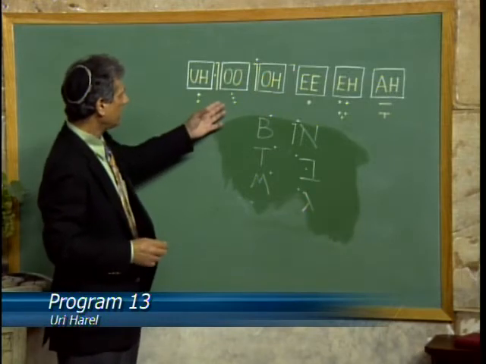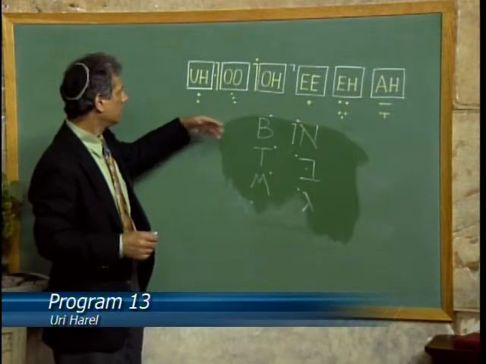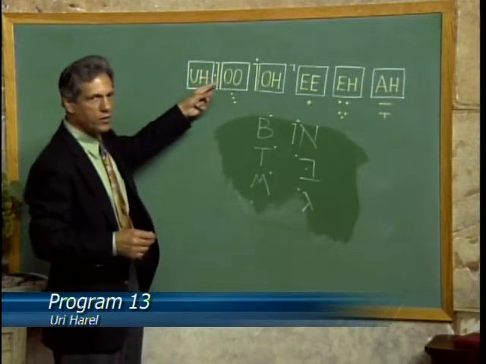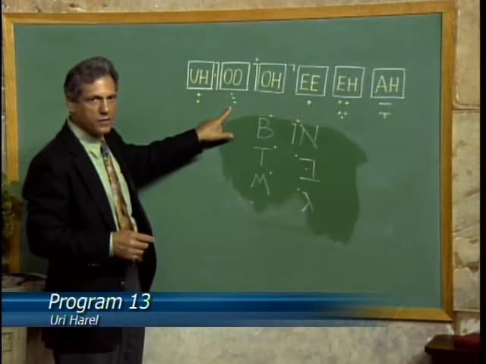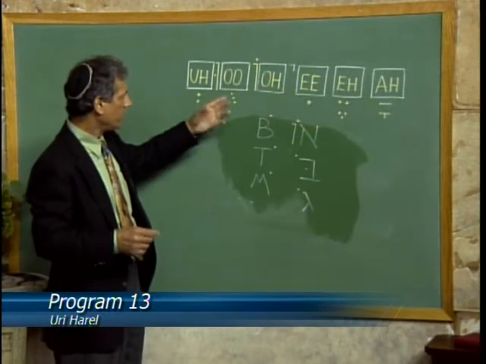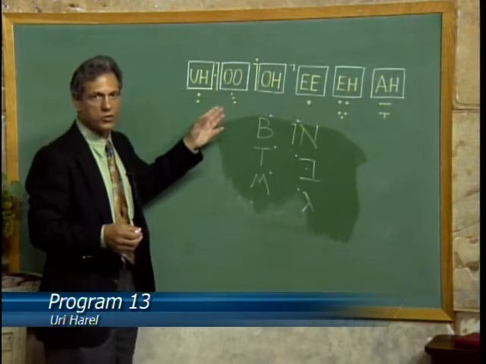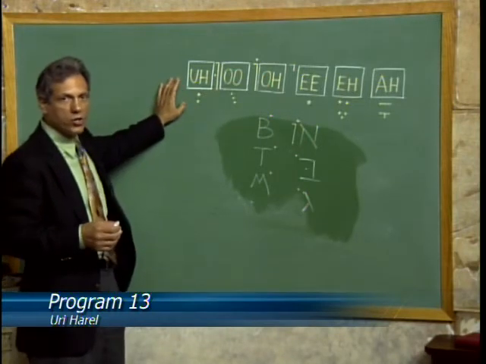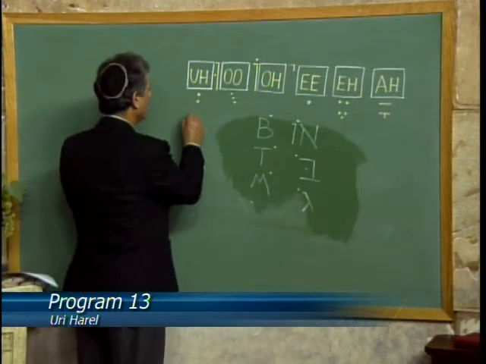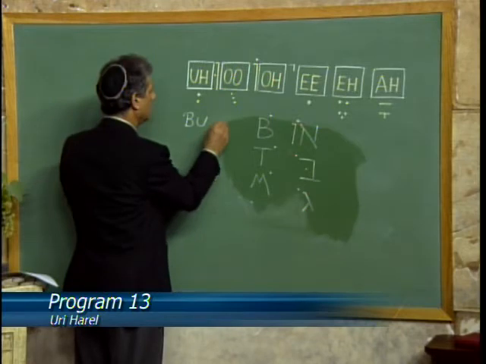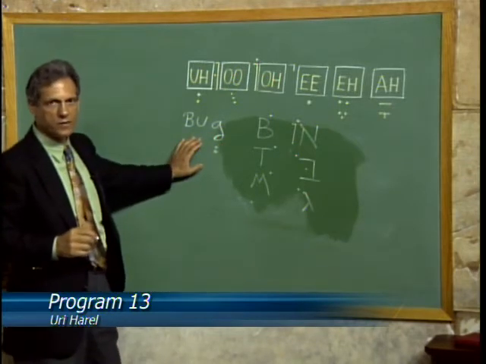Here is another vowel, which is an U vowel. The U vowel is a dot in the middle of a Vav next to the letter, or three diagonal dots underneath. That's an U. The last one that I want to show you here is the sound like in the word bug. That will be the sound.